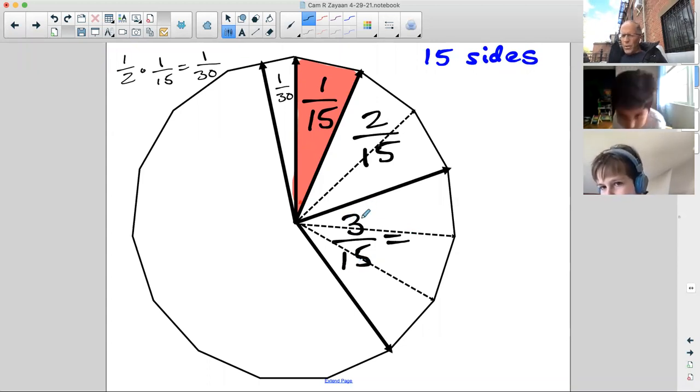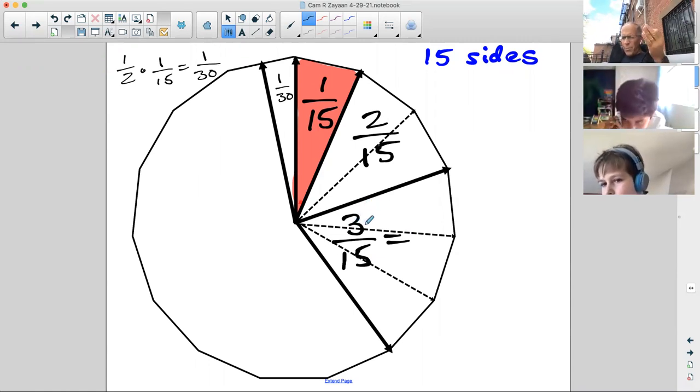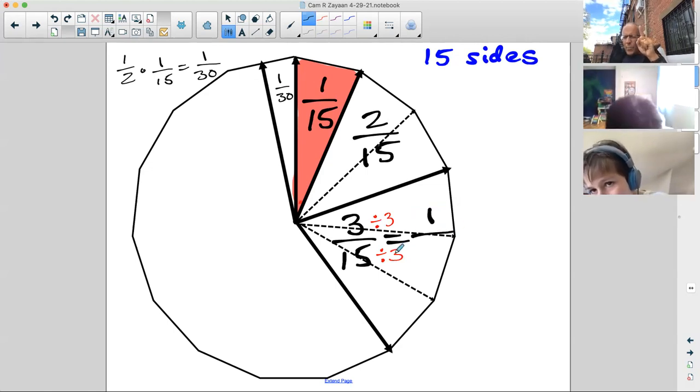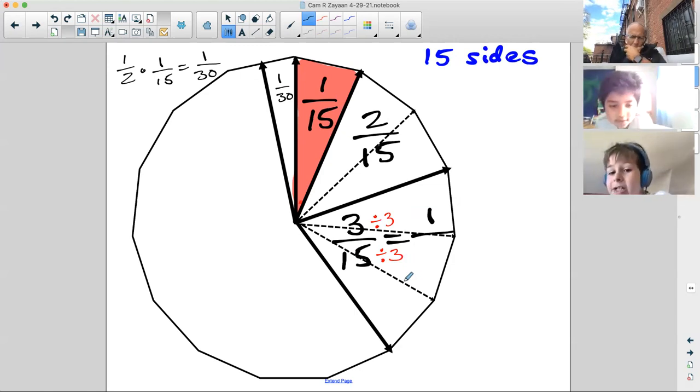Now, boys, this is not a simplified fraction. You know that 3 can be divided by 3 and 15 can be divided by 3. So how many times can 3 be divided by 3? How many 3's go into 3? 1. Cam is right. How many 3's go into 15, boys?